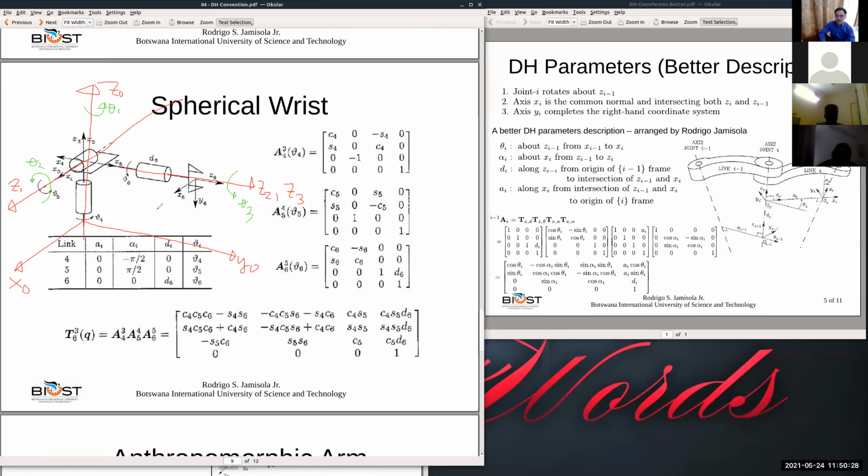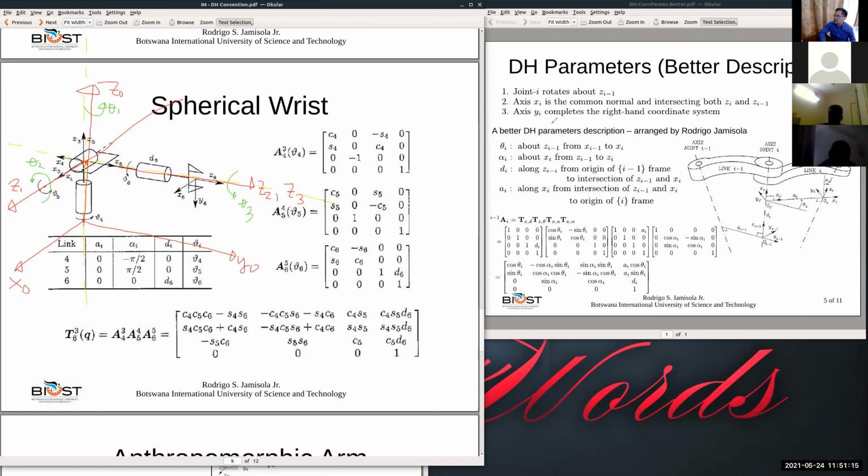Where is your X1? That's the question. So X1 is the common normal, intersecting both Z1 and Z0. This one should be around here. When you say X1, it will be normal to Z1, perpendicular to Z1. So where is Z1? This one. So X1 could be somewhere here. This is one possible direction of X1 because that's perpendicular and intersecting to Z1, or it could be somewhere here. That's also perpendicular and intersecting to Z1.